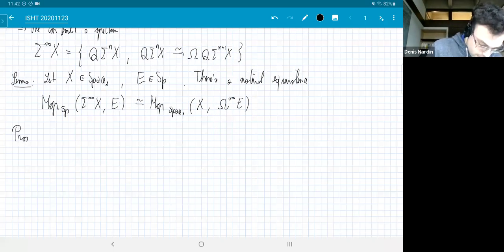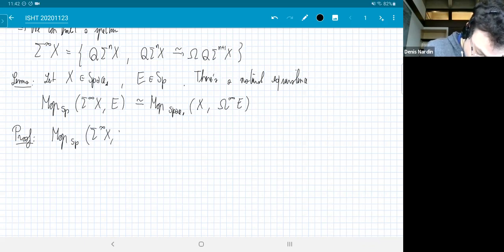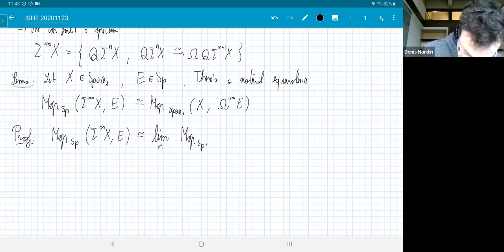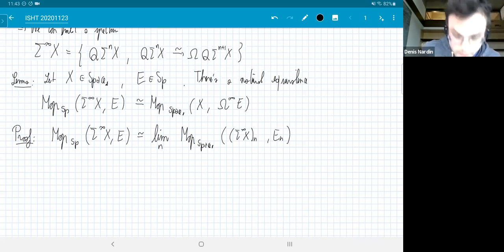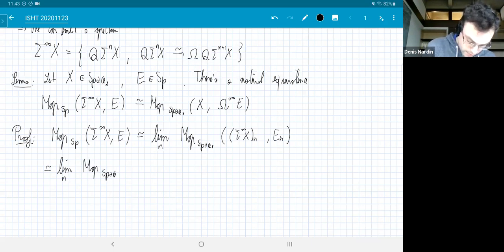Okay, let me put the proof here. And how does the proof work? Well, we can write maps of spectra, remember, as the limit over n of maps in pointed spaces of the nth space of the spectra. This was basically by definition of the infinity category of spectra. We define maps of spectra as this homotopy limit. By definition of Sigma^n, now this is maps in pointed spaces of Q Sigma^n of X, E_n.